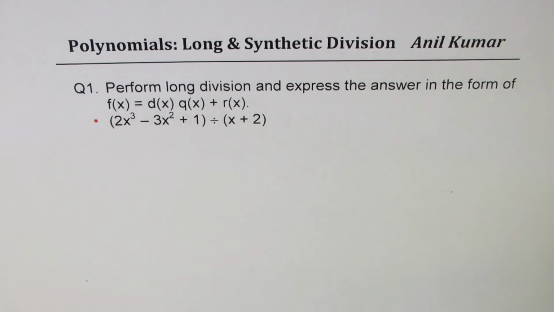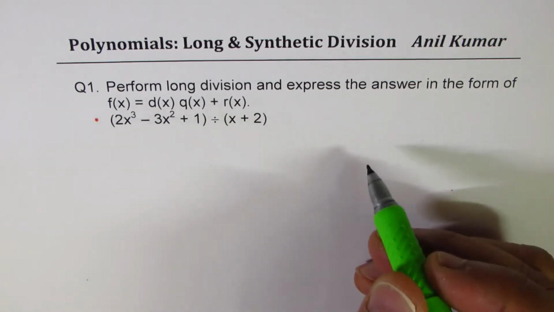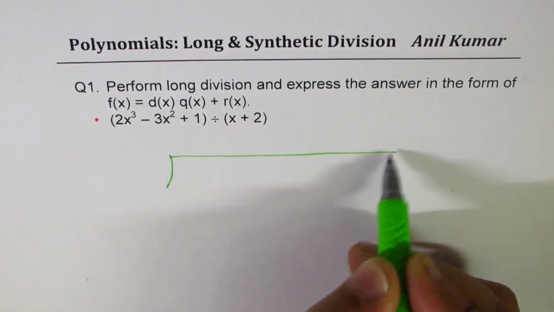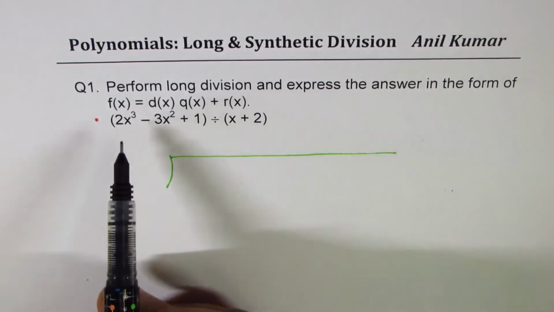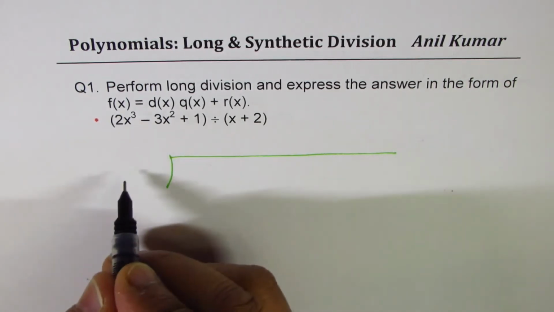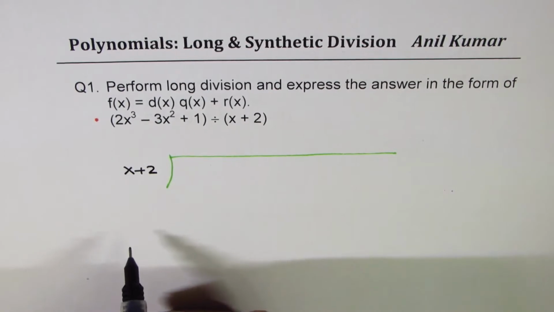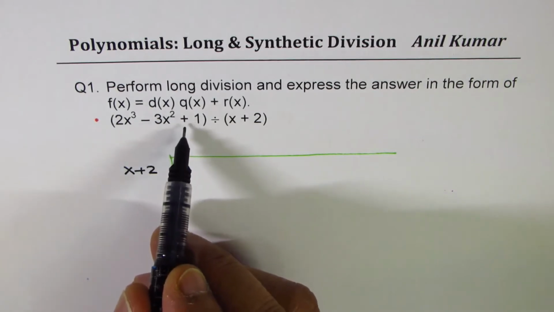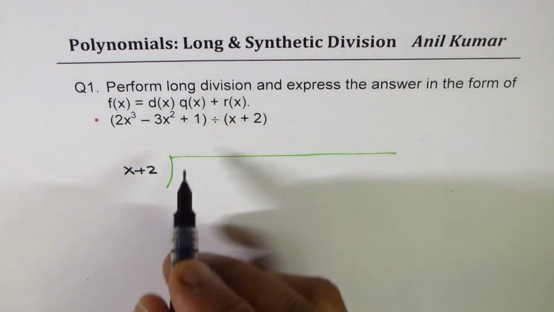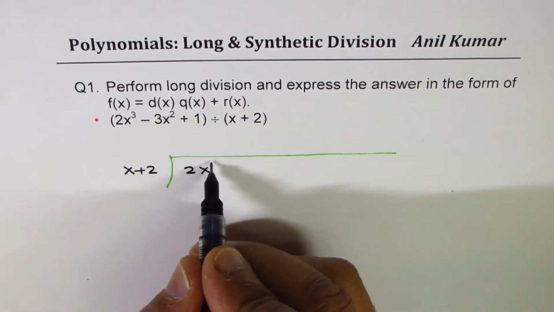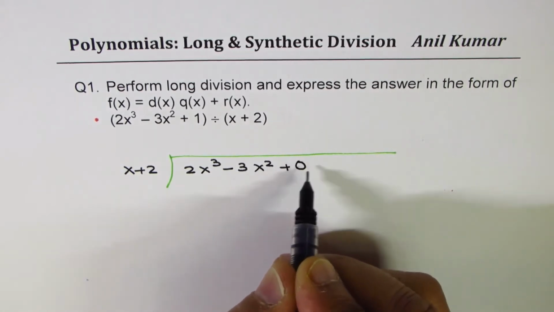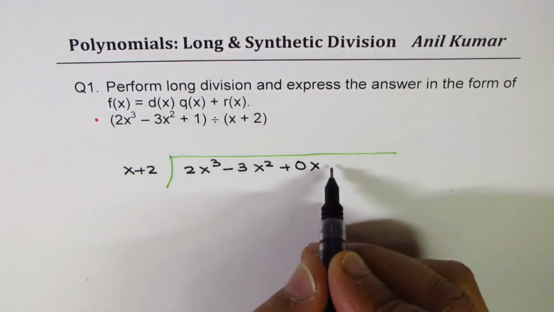Perform long division and express the answer in the form of, this is also called division statement, right? So let's just divide. So we'll use this division, and what you notice here is the divisor is x plus 2, so we can write this here, x plus 2. We are using long division. But the dividend here is 2x cubed minus 3x squared. One term is missing, which is x term, right? So when you write this, be careful. It is 2x cubed minus 3x squared plus you have to put a placeholder 0x for the missing term, right?